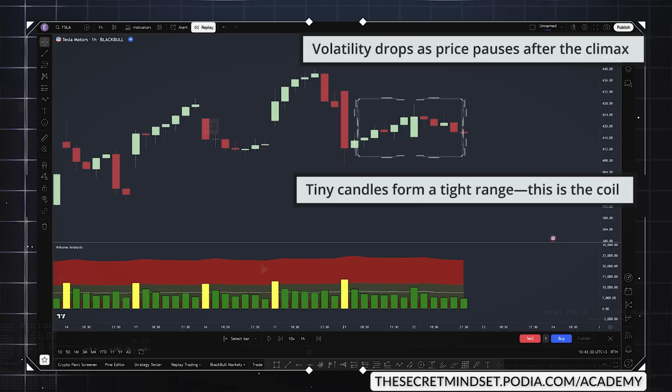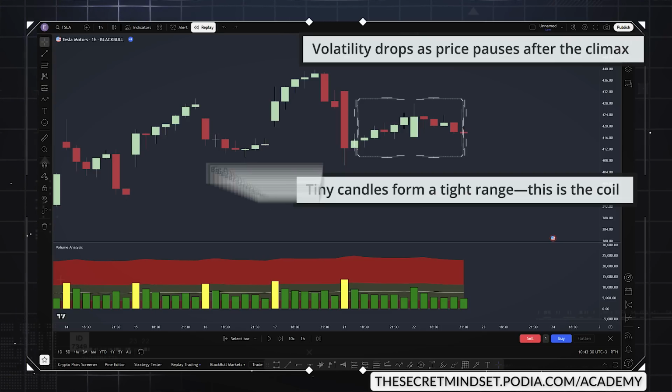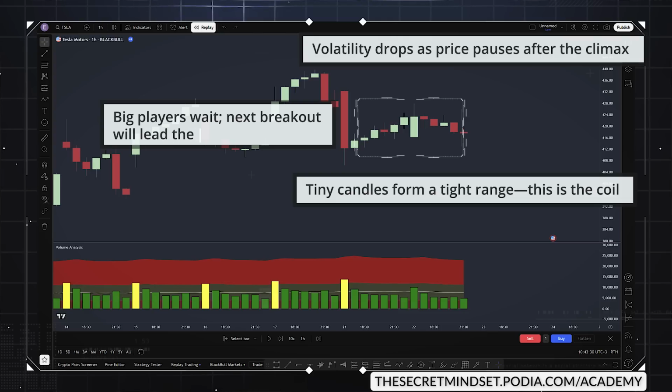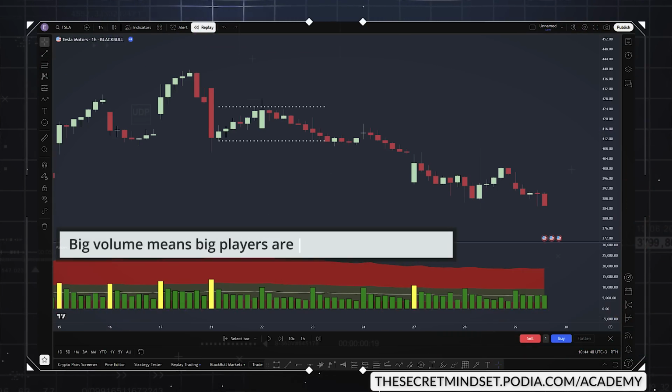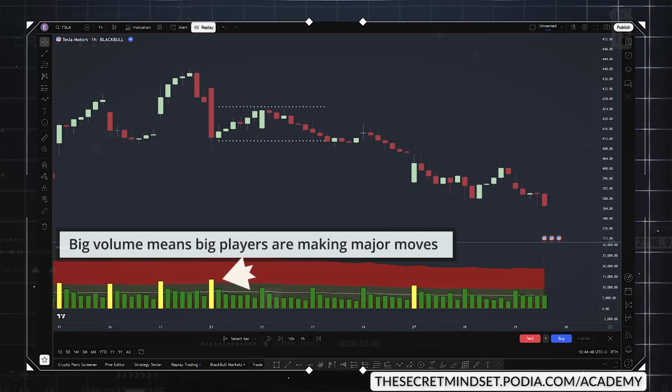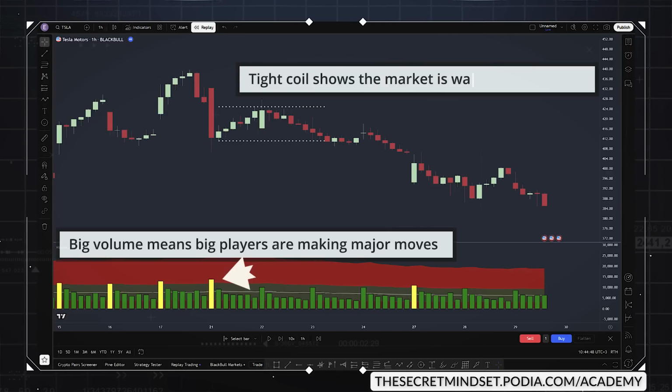Volatility drops. Traders get bored or nervous. This is where the big players finish their work. They bought or sold what they needed, and now they're waiting for the next move. So why does this pattern matter? Because big money doesn't just smash the market for fun. They move size when they're ready for a change. That giant volume candle means they needed to get in or out fast. The tight coil that follows means the rest of the market is stuck, waiting, not sure what will happen next.